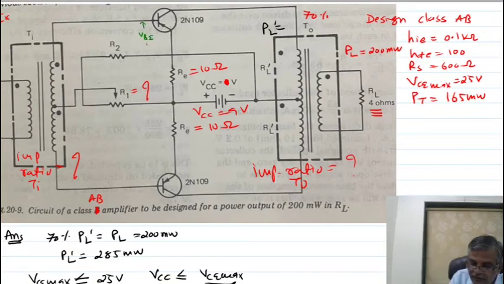This VB you should get nothing but the how much? 0.5. The second numerical we have done. Now let us do one more numerical.